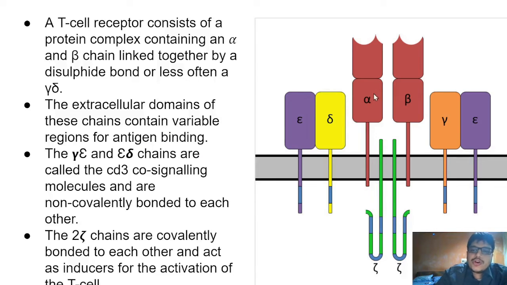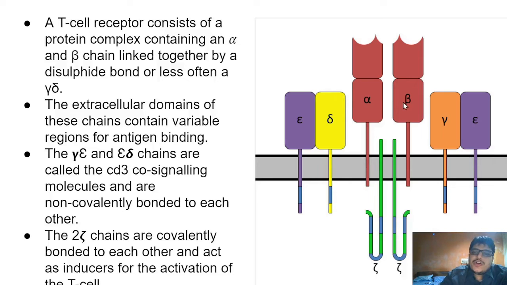So now talking about the actual structure of the T cell receptor, you can see that it is actually not just a receptor, it is a whole complex. So this what you see here is called a T cell receptor complex, and it has been shown that there are about 10,000 to 30,000 identical T cell receptors on the surface of a T cell.